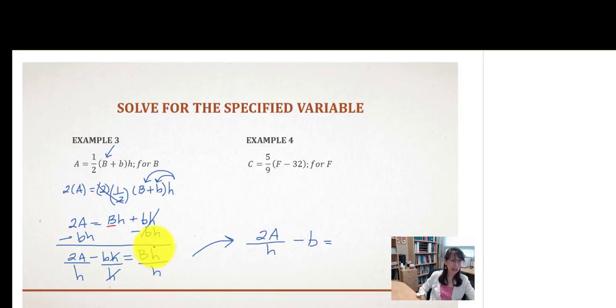On the right-hand side, h reduces, and we are left with capital B, and that's the variable we were trying to solve for. So here is our literal equation rewritten and solved for capital B.